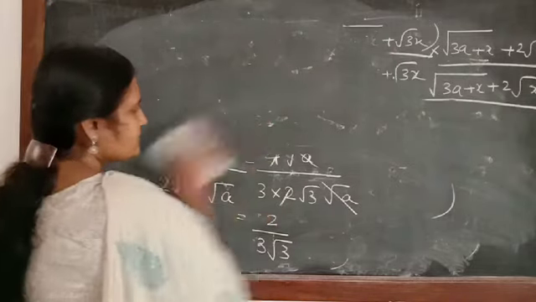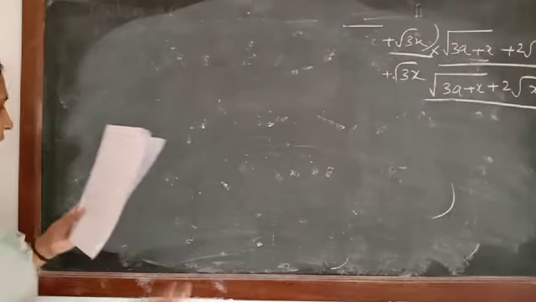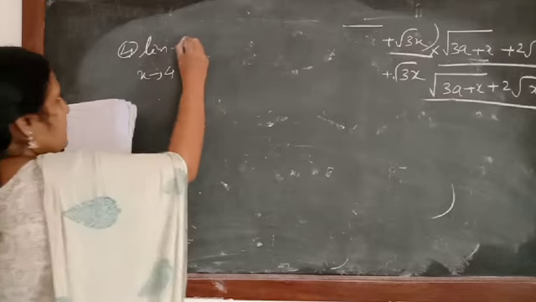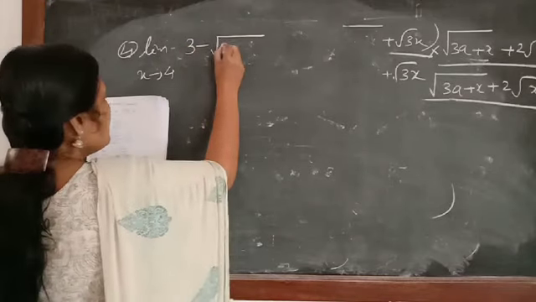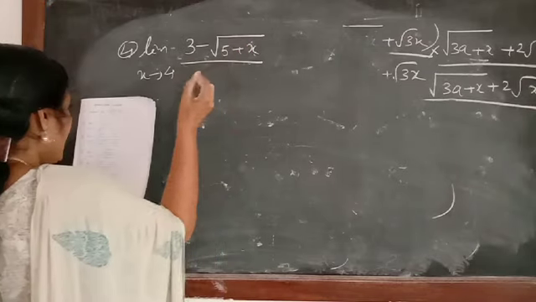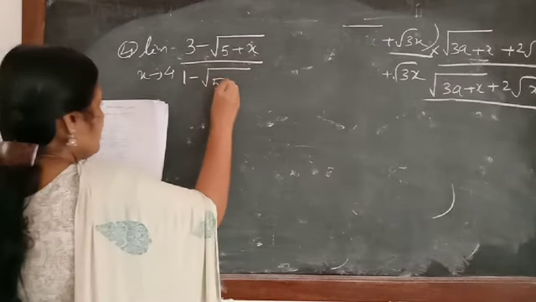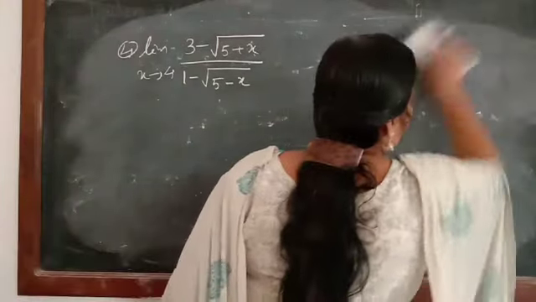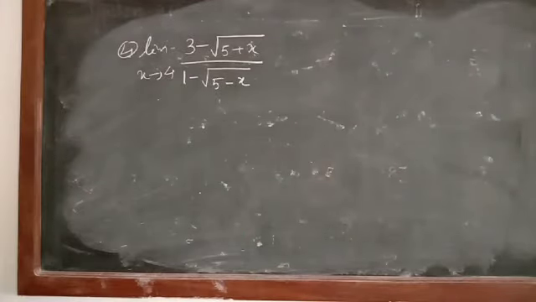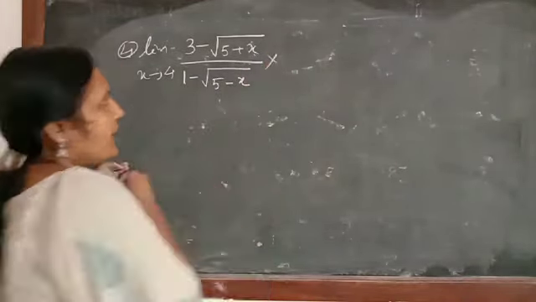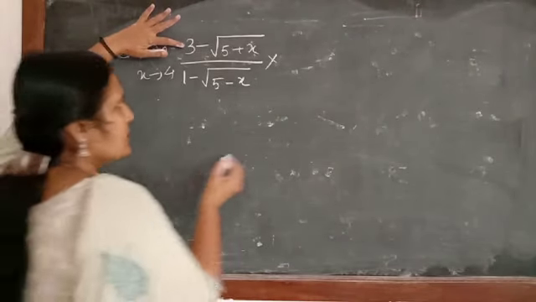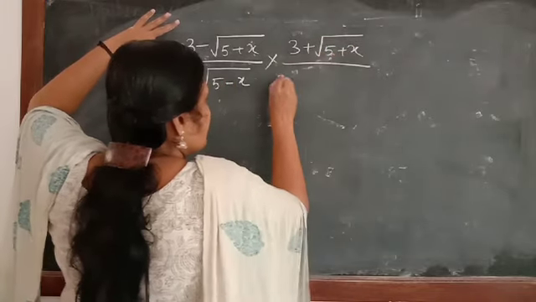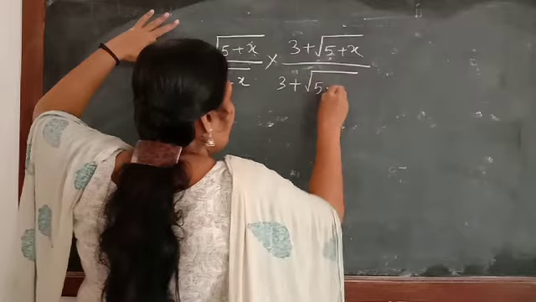Last question, this one. Okay. Write down the question. Evaluate limit x tends to 4, 3 minus square root of 5 plus x by 1 minus square root of 5 minus x. So here also we have irrational numbers in both numerator and denominator. So we have to rationalize both numerator and denominator. So first rationalizing the numerator: 3 plus square root of 5 plus x, 3 plus square root of 5 plus x.